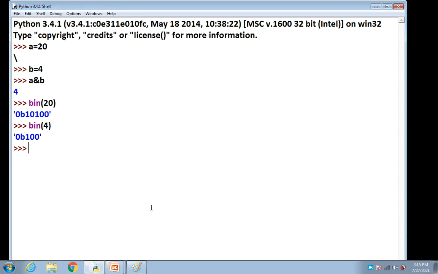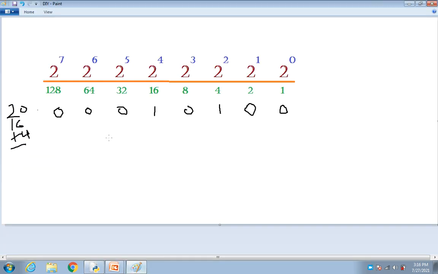Suppose I take A is equal to 20 and B is equal to 4. A and B, the answer is 4. How is this answer 4? Let's do the calculation. If 20 is written like this, 4 will be written like this. When we did the calculation on the IDE, the answer was 4, so let us see how the answer is 4.